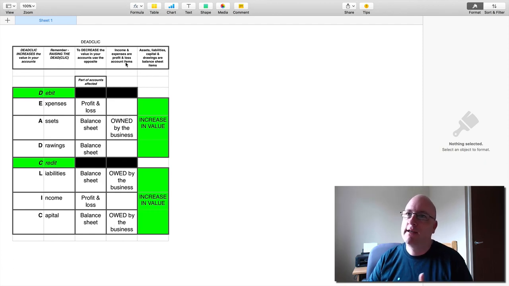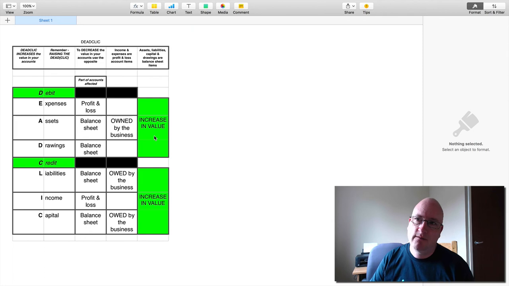So again, just to reiterate those 2 points, I've put 2 more notes up here. Income and expenses are profit and loss account items, and assets, liabilities, capital and drawings are balance sheet items. There's not much more I can say about DEADCLIC really, just to go over the fact once again, and make no apology for this because it is really important, that the DEAD of DEADCLIC stands for debit, expenses, assets and drawings, but this only applies to increasing the value of your accounts. But having said that, 99% of the time that's what you're going to be doing. And the credit side applies to liabilities, income and capital, again increasing the value of those accounts. But I think splitting the chart in half like I've done here probably does help to explain DEADCLIC a little bit better and make things a little bit easier.